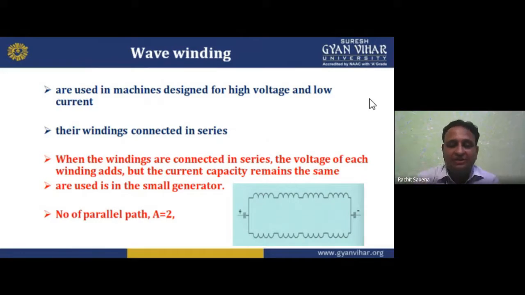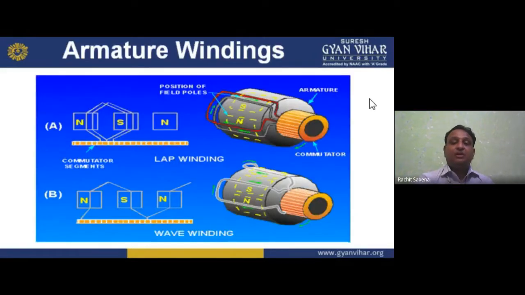That dynamo, the DC motor or DC generator, with lap winding. The number of parallel paths in this is always 1 and 2, 1 2 1 2, that is 2. So A always equals 2 in a wave winding. I hope you understand.